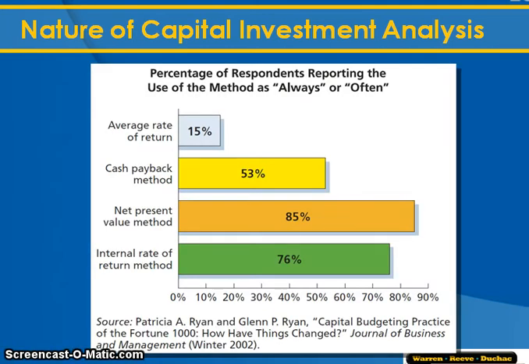Average rate of return method, not too many people use that. Cash payback method, 53% of the people use that. Net present value method is by far the most popular. It's not too difficult to calculate. And the internal rate of return method, 76%.